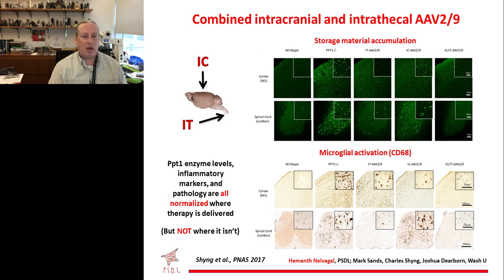So we have an untreated mouse at the bottom. We have a wild-type mouse that has very little inflammation. We have an untreated mutant mouse that has inflammation in both the brain and the spinal cord. If we treat the spinal cord alone, so an intrathecal treatment, we effectively fix the spinal cord but don't touch the brain. The disease is still present there. If we direct our therapy to the brain alone, we are able to treat that pathology there but don't touch the cord. However, if we treat both sites, we can effectively prevent that pathology from taking place in both sites.